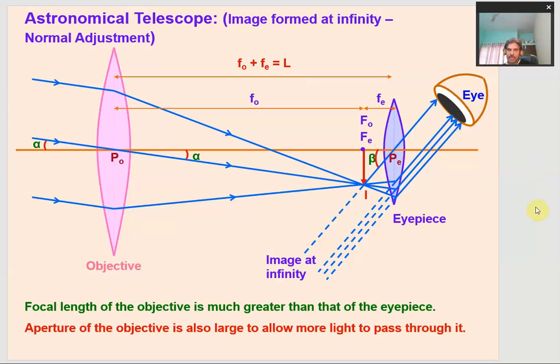There we have discussed the magnifying power of that compound or simple microscope for two situations: when the final image is formed at the least distance of distinct vision, or the final image is formed at infinity. The state of image formed at infinity is called the normal adjustment of the microscope. Now we will discuss telescopes, which are of two kinds, the astronomical telescopes and terrestrial telescopes. Here we will talk about astronomical telescopes.